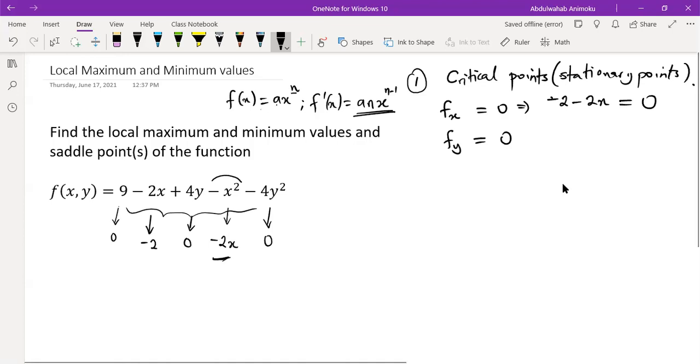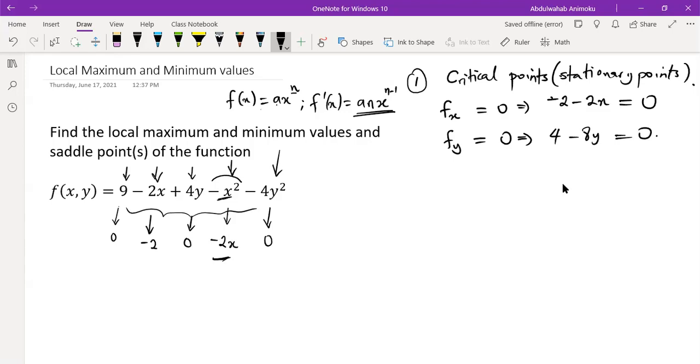And that will be equal to 0. In similar fashion, we would find the partial derivative with respect to y, where the first term will be 0, the second term will be 0, the third term will be 4, right? The derivative of the fourth term is 0 because we don't have y in this term. And finally, the derivative of this one is minus 8y, equal to 0.